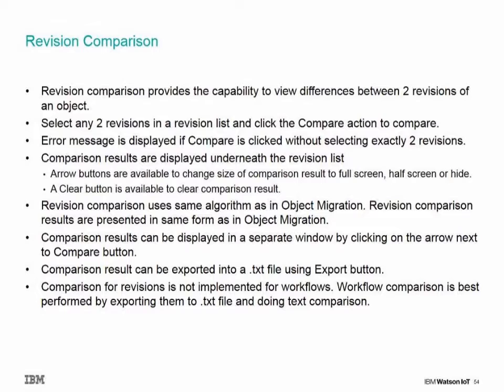The layout of the comparison results takes on a similar layout as the existing Object Migration Compare tool. The comparison results can be exported into a TXT file using the Export button. And also note that comparison for revisions is not implemented for workflows.